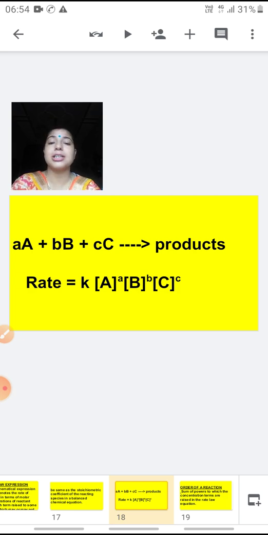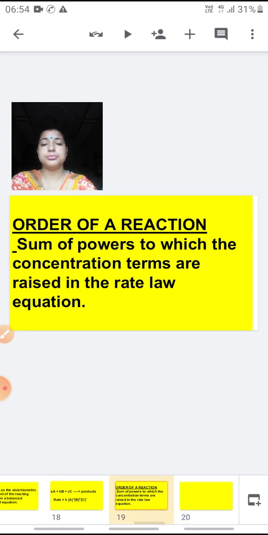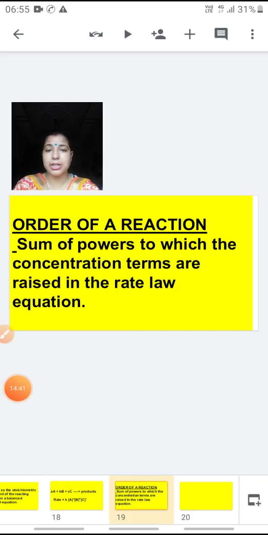Now that means those reactions in which the rate does not depend upon the concentration of the reactants are called zero order reactions, and a first order reaction will have the sum of these powers equal to 1. Clear? So I hope you have understood the law of mass action, the rate law equation and the order of reaction. Now children, as I told you, only zero order and first order reactions are there in your course. So we'll be studying only the zero order and the first order reaction.